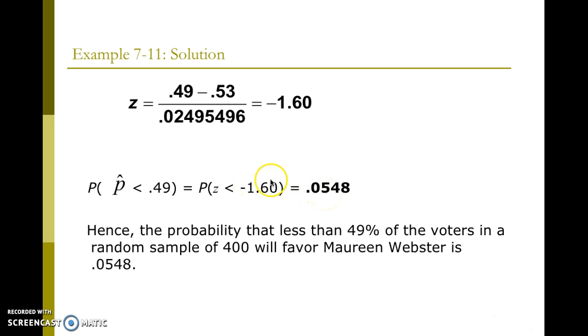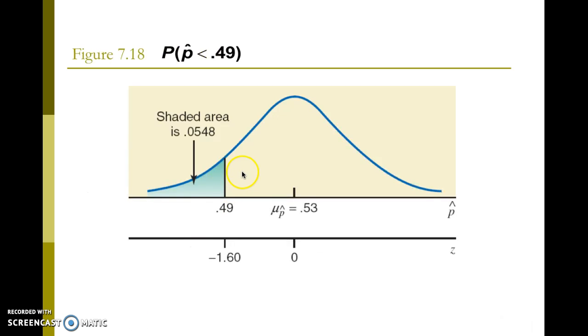Again, we look at the chart. Negative 1.60 gives us a probability of 0.0548. Hence, the probability that less than 49% of voters in a random sample of 400 will favor Maureen Webster is 0.0548, or about 5.5%. And here is the graph, so you can see what we're talking about: a very small percentage under that portion of the curve.